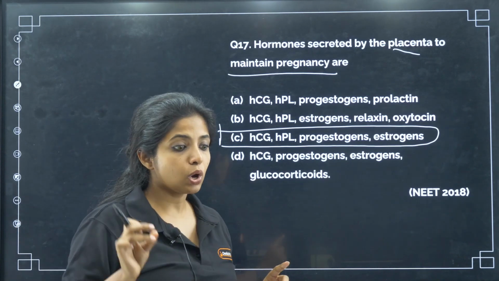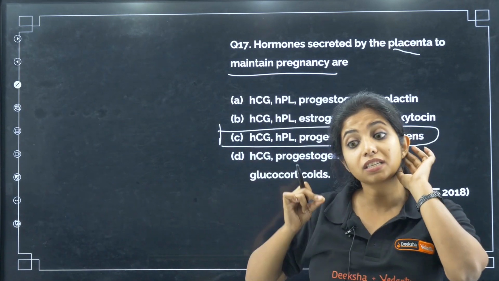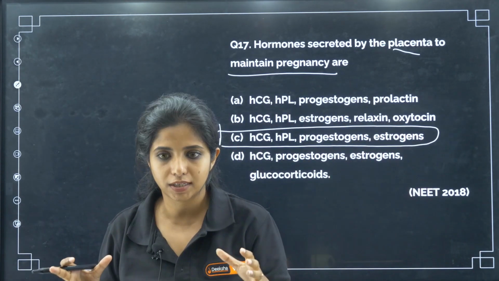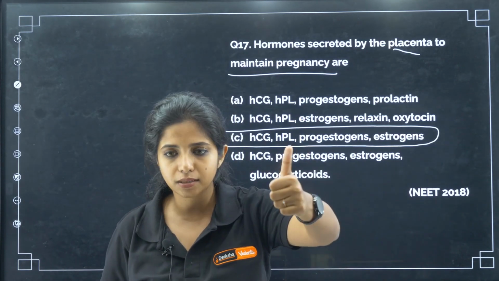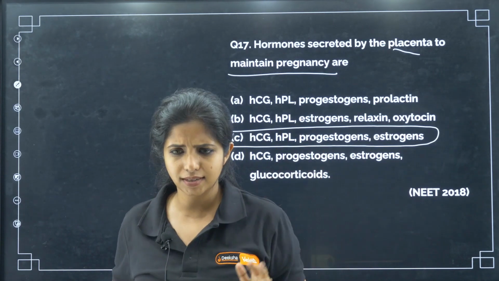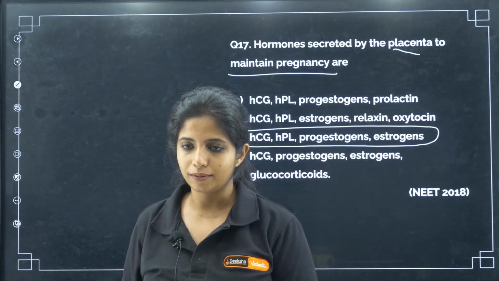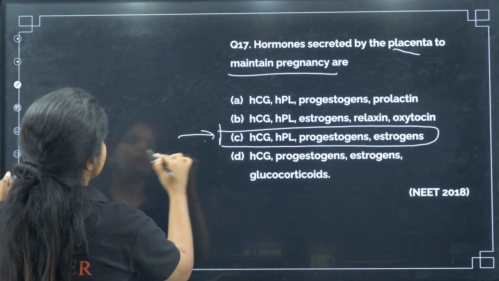Now one more question comes: what are the hormones which increase many folds during pregnancy? That means they are there in the body, but during pregnancy they increase many folds. Thyroxine, cortisol, all those things. Please remember those as well. So this becomes your answer.